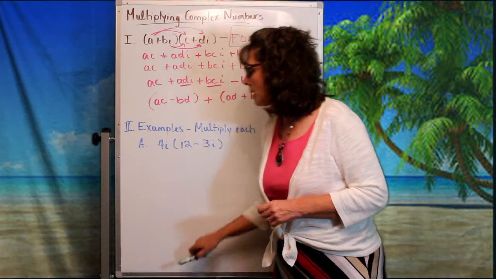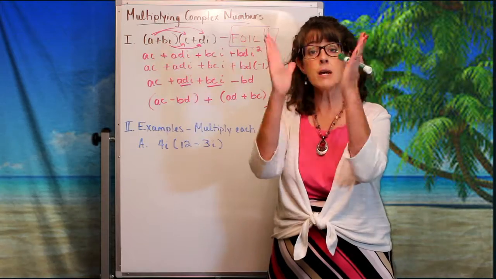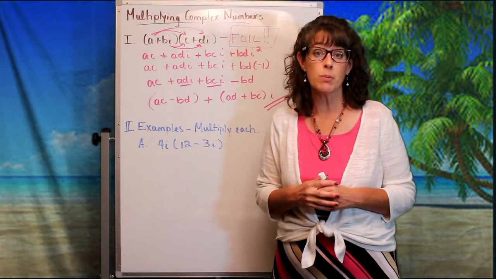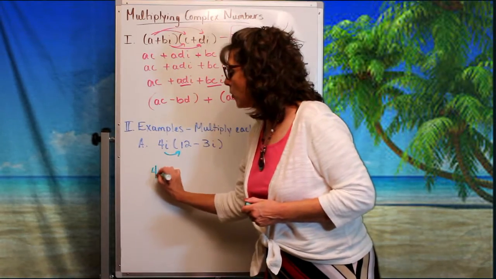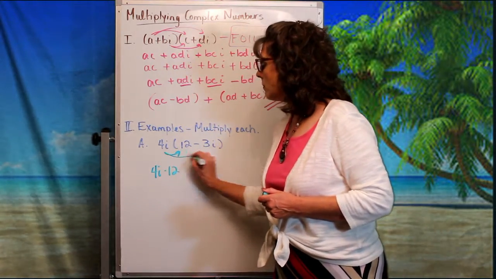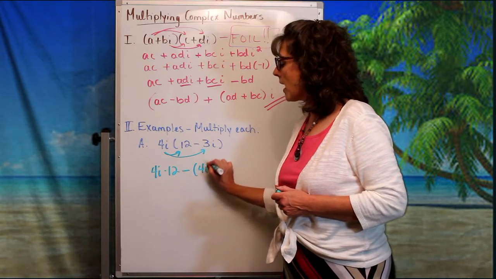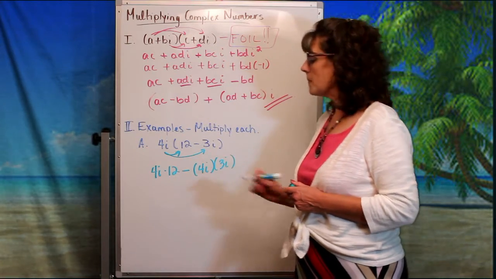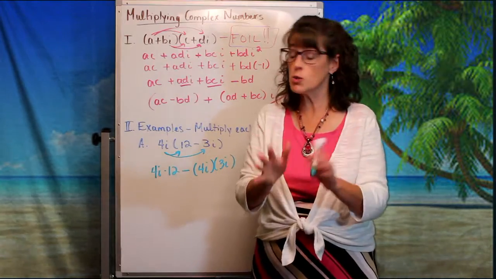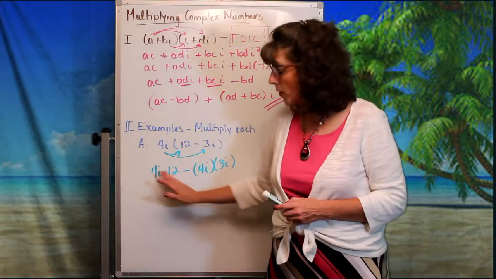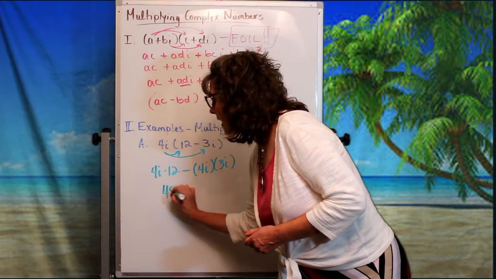So let's take a look at these examples that we've got. Now notice we don't FOIL here, but when that 4i is sitting right up against the parentheses, it still indicates multiplication. So I'm going to take that 4i and I'm going to multiply it here, and I'm going to say 4i times 12, and then I'm going to multiply it back here, and a positive times a negative is negative, and I'm going to do a 4i times a 3i. Now, 4i times 12, remember, i acts like a variable until you see i squared. So right now it's kind of acting like an x. It's like 4x times 12. Well, that would be 48x, so this is going to be 48i.